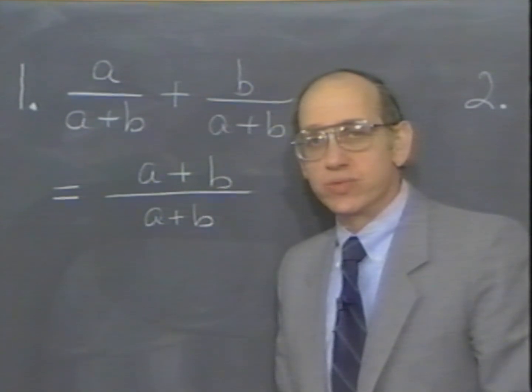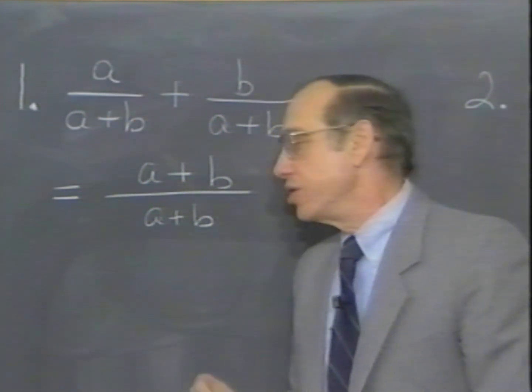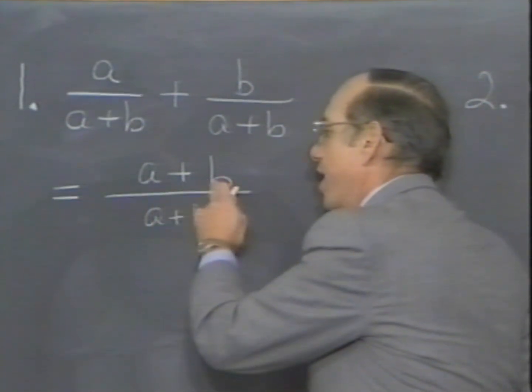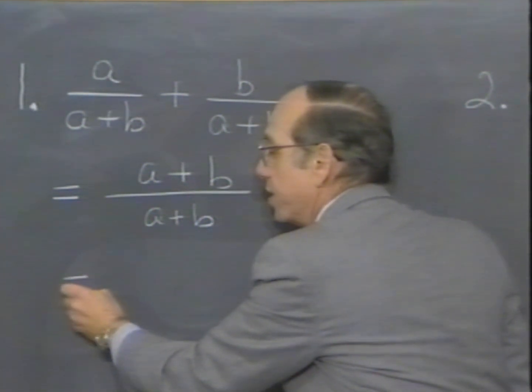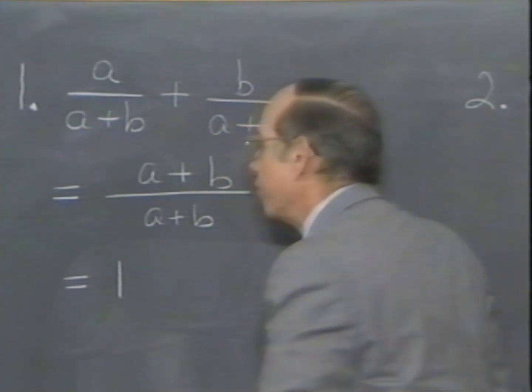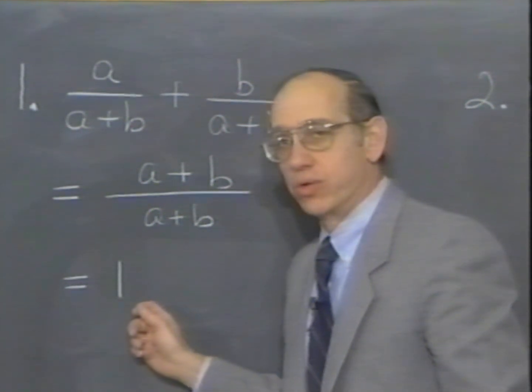And again, just as with ordinary numerical fractions, we always reduce fractions to lowest terms. Here we have a plus b over a plus b, and of course anything divided by itself is 1. So this simply reduces to the number 1.